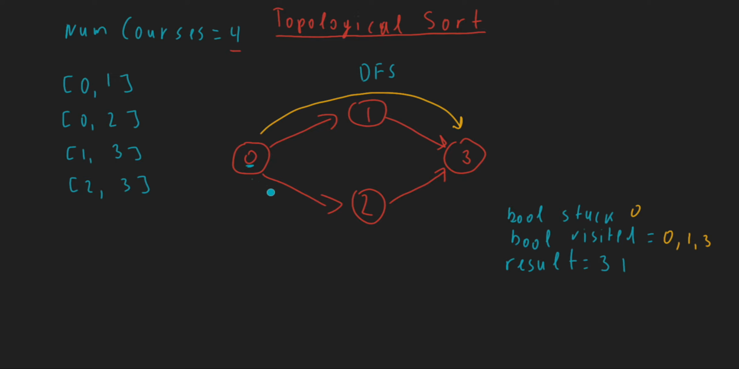So we are adding 2. Is 2 visited? No, 2 is not visited. Does 2 have any dependency? Yes, it's 3. And 3 is already visited. So we are adding 2 also to our result. And the last one that we are adding to our result is 0. So this is the sequence which we are going to return, starting from 0.